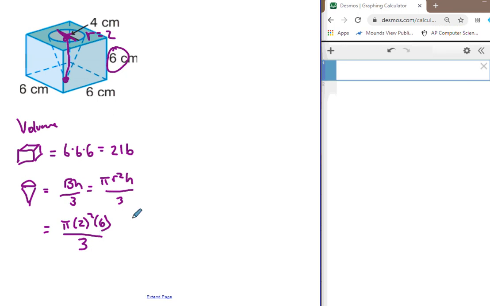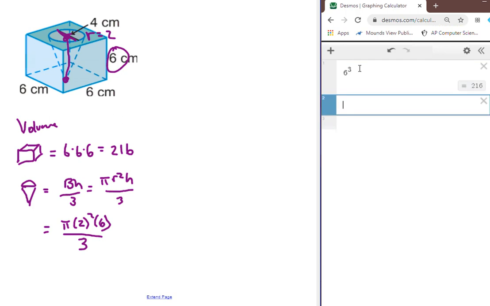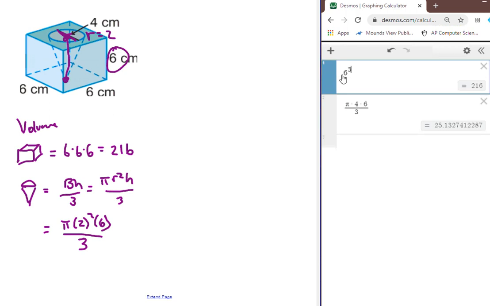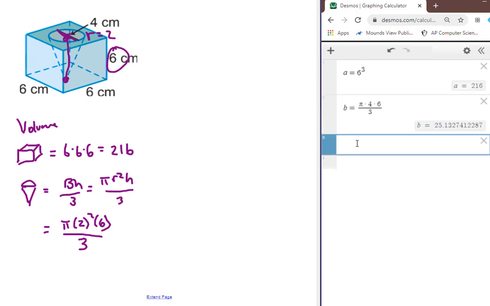All right, so I've got that 216. And let me just check to make sure I didn't make any mistakes. Yep, that's 216. And then this other one is pi times 2 squared is 4 times 6, and that whole thing divided by 3. There it is, 25. And we'll just call this A equals, and we'll call this one B equals. And what are we going to do with those two numbers? Well, we've got the entire cube. And when we take the cone, we're actually subtracting it out.